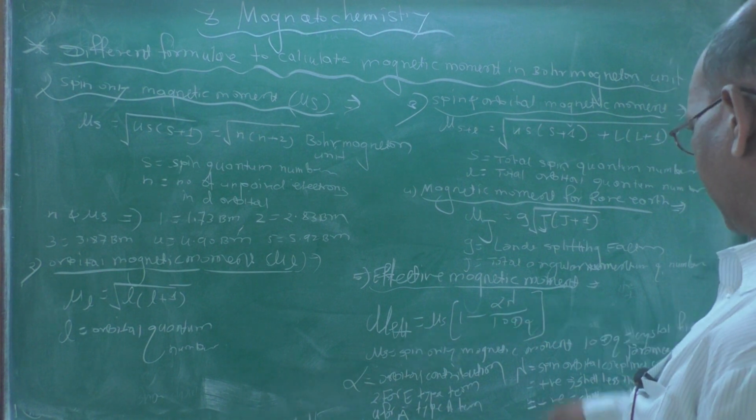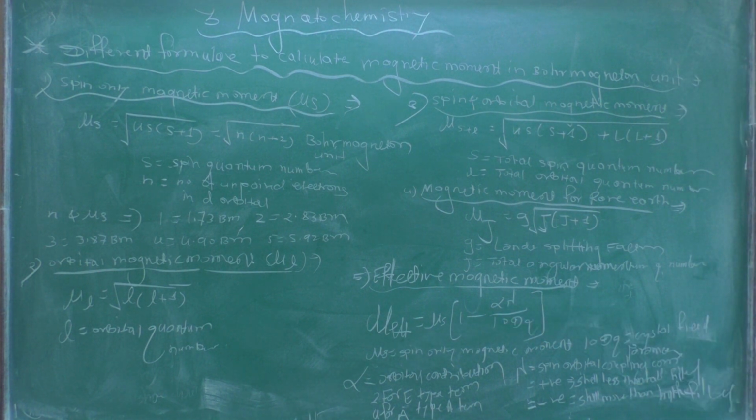Then lambda is there, it is called the spin orbital coupling constant. Depending upon whether the shell is less than half filled or more than half filled, we have to select the spin orbital coupling constant value. If the shell is less than half filled, we have to select the spin orbital coupling value as positive, and if the spin orbital coupling value is negative, the shell is more than half filled. So in this way we have to select the lambda values.